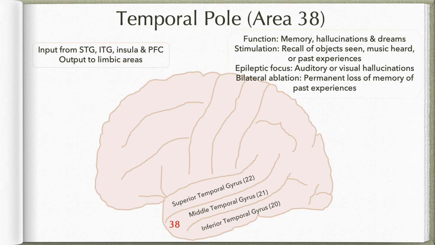Stimulating this temporal pole will result in recalling the object seen, or music heard, or smell, or even the past experiences. Whenever there is epileptic focus located in the temporal pole, it always is associated with auditory or visual aura or hallucinations. Bilateral ablation of area 38 will result in permanent loss of memory of the past experiences.